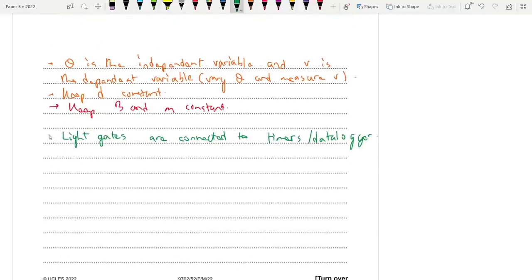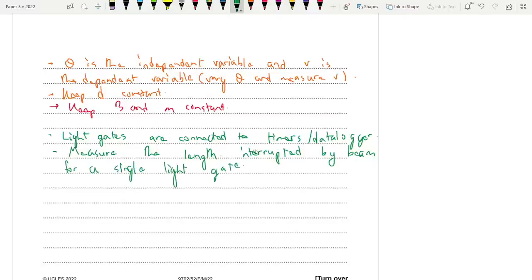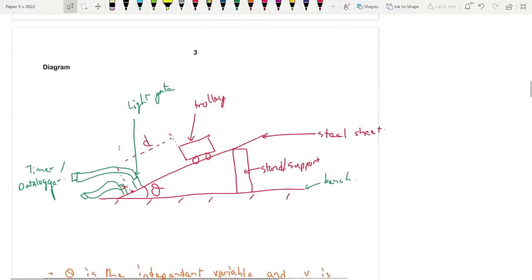So this is how we write it down actually. We can say that we can measure the length interrupted by the beam for a single light gate. Okay, and what's this final point? We can measure theta using a protractor. So these are these green lines, right? These are points for methods of data collection along with the diagram.